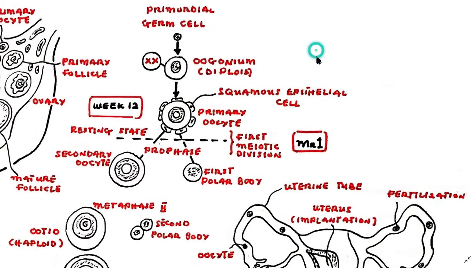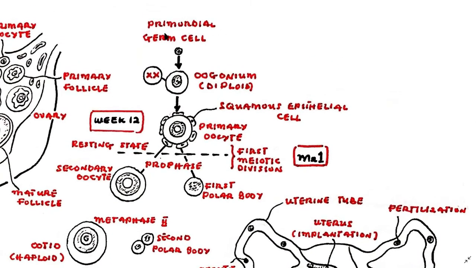Hi. Female germ cells proliferate by mitosis in the ovaries to form a large number of oogonia. These cells are diploid, containing two X sex chromosomes. They develop into haploid mature oocytes via the process of oogenesis. Now, this process is similar to spermatogenesis, however, there are some significant differences.